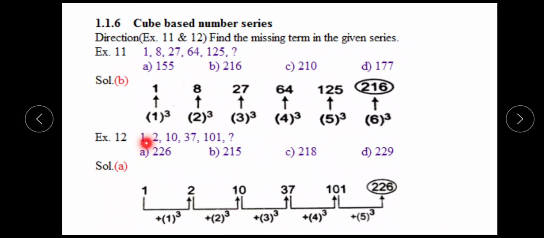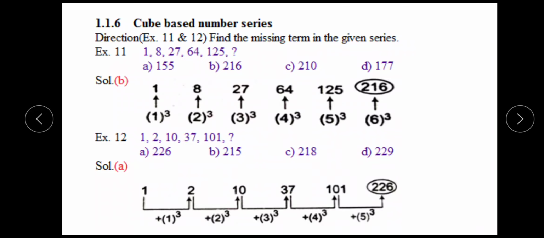We can see that these are not the cubes of natural numbers, but if we check the difference between the terms, we can see that it is the cube of 1. The gap between the first and second term is 1, which is the cube of 1. The gap between 2 and 10 is 8, which is the cube of 2.